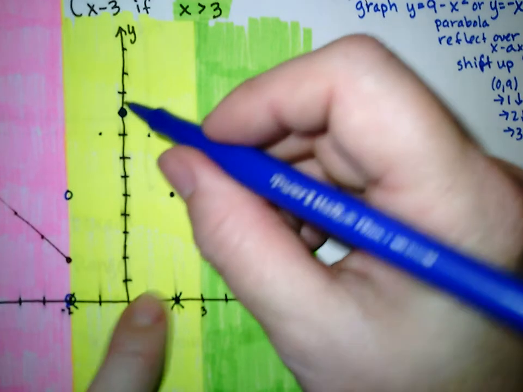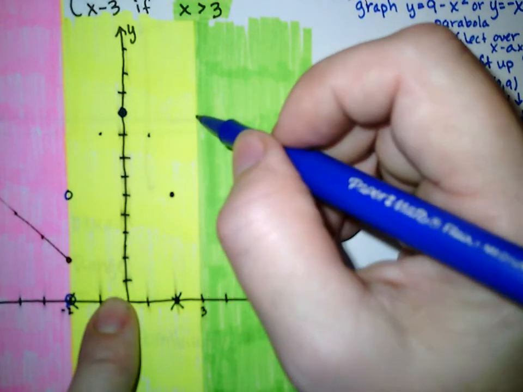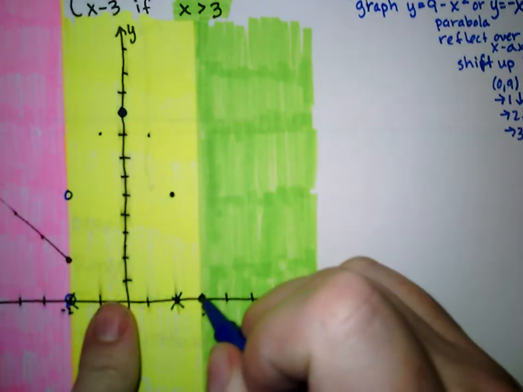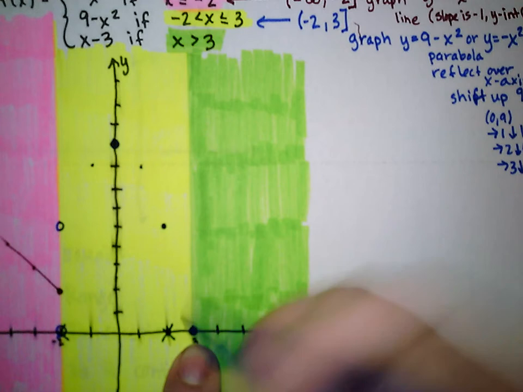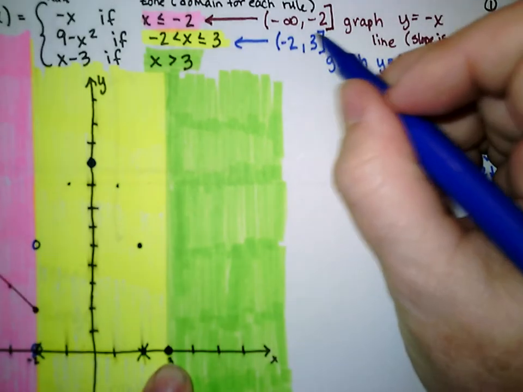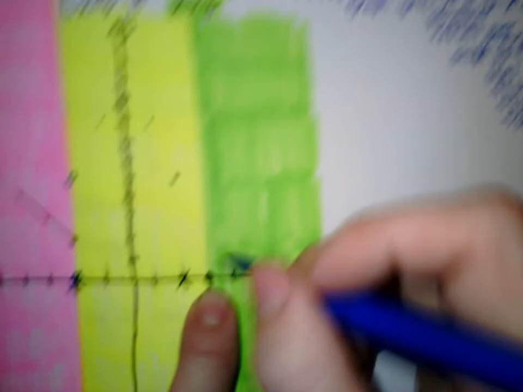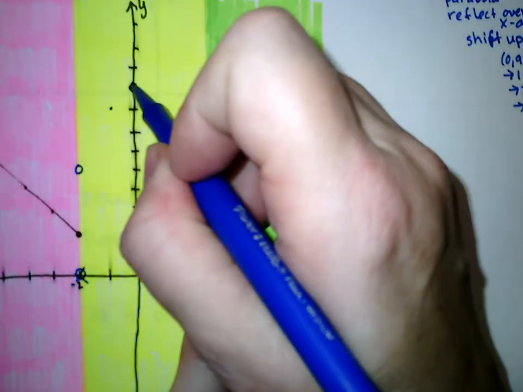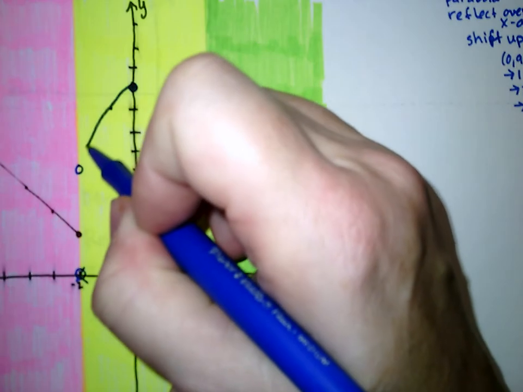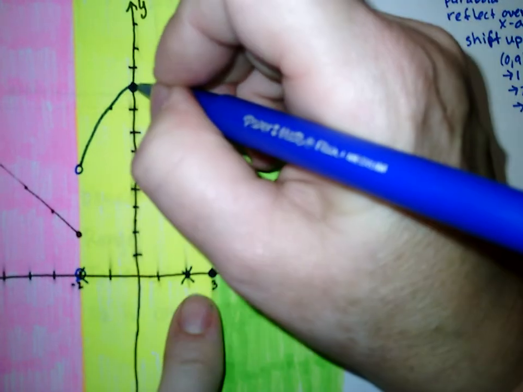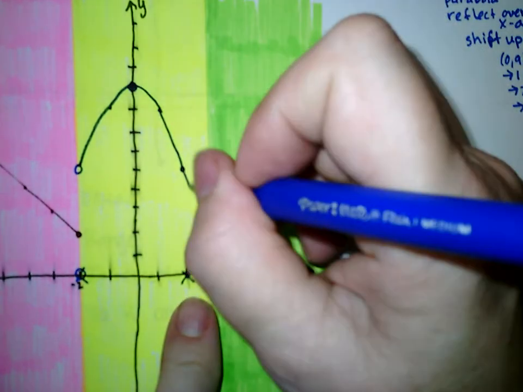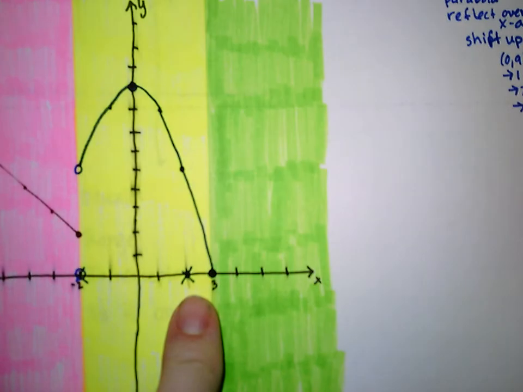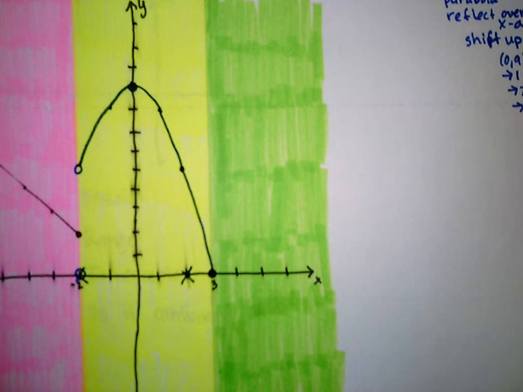And then go back to the original. Over 3, down 9 puts me right here. Now this one is a closed circle because on the border between the green and yellow, on the 3 end is a closed boundary. So it's a closed circle. So I'm going to draw my parabola just in the yellow zone. It does not keep going beyond those ordered pairs because that's the end of the zone. So that's the part my parabola gets to live in.